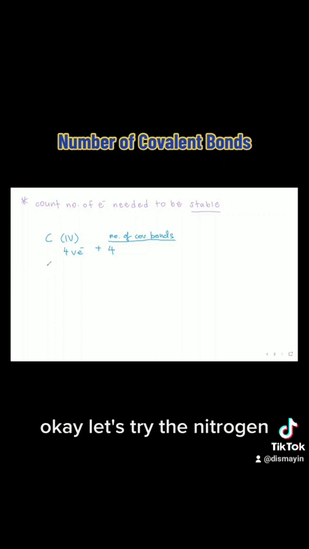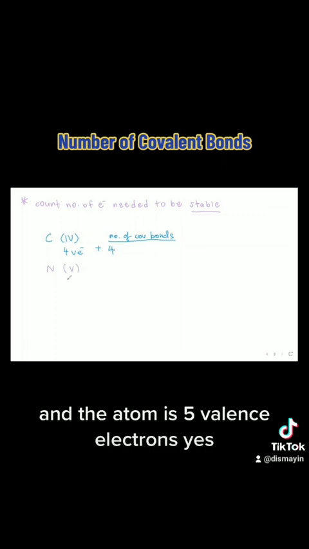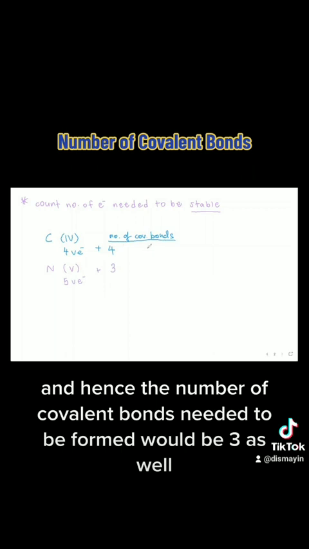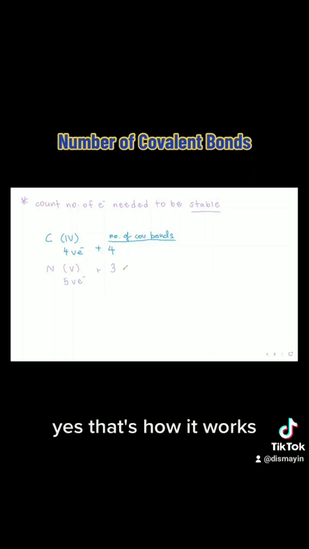Okay. So if we go on with one more example, why don't you try writing it? Let's try maybe nitrogen. Yes, group 5. That's group 5, and the atom has 5 valence electrons. Yes. So it needs 3 more to be stable, and hence the number of covalent bonds needed to be formed would be 3 as well. Yes, that's how it works.